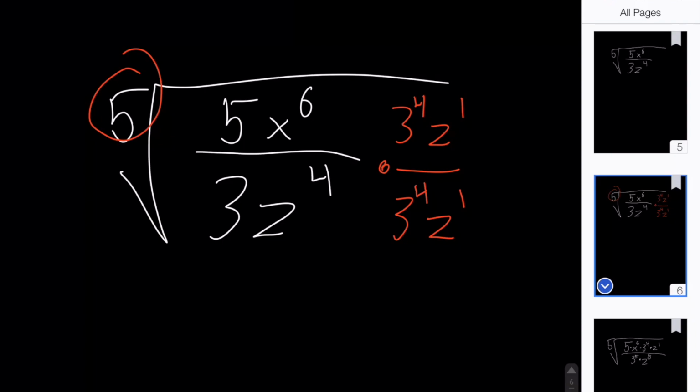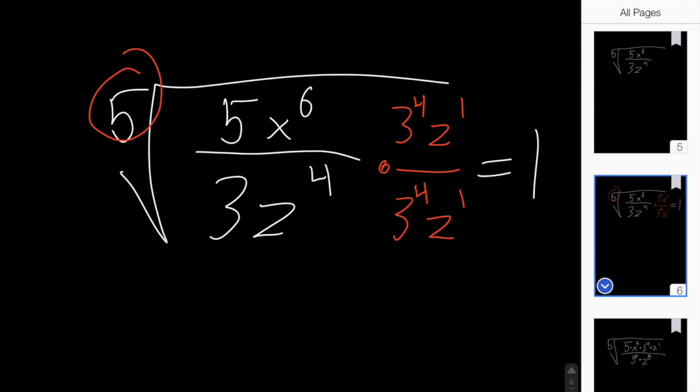So over here on the right side, we are multiplying by 3 to the 4 times z to the 1 over 3 to the 4 times z to the 1, because this is all equal to 1. So we're not changing the value of this. We are just changing how it looks.